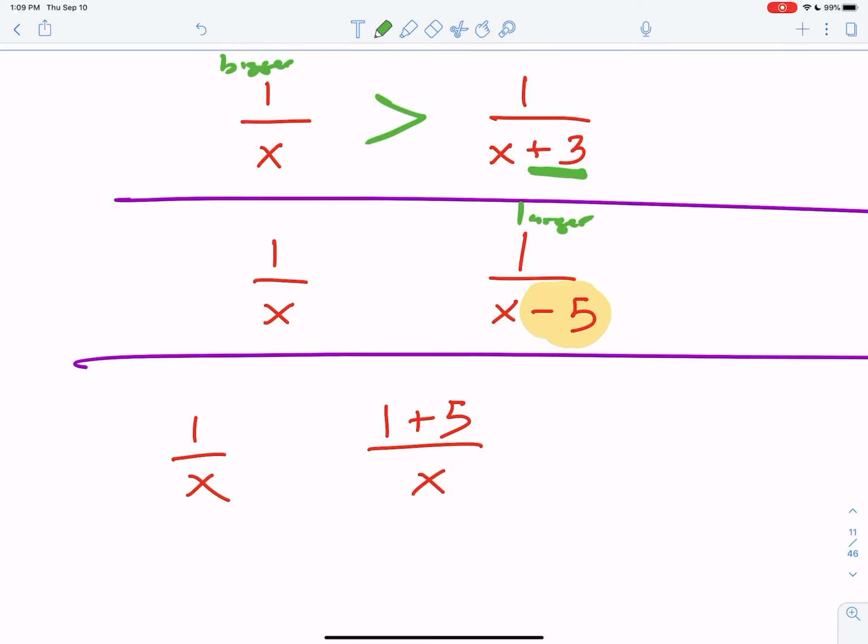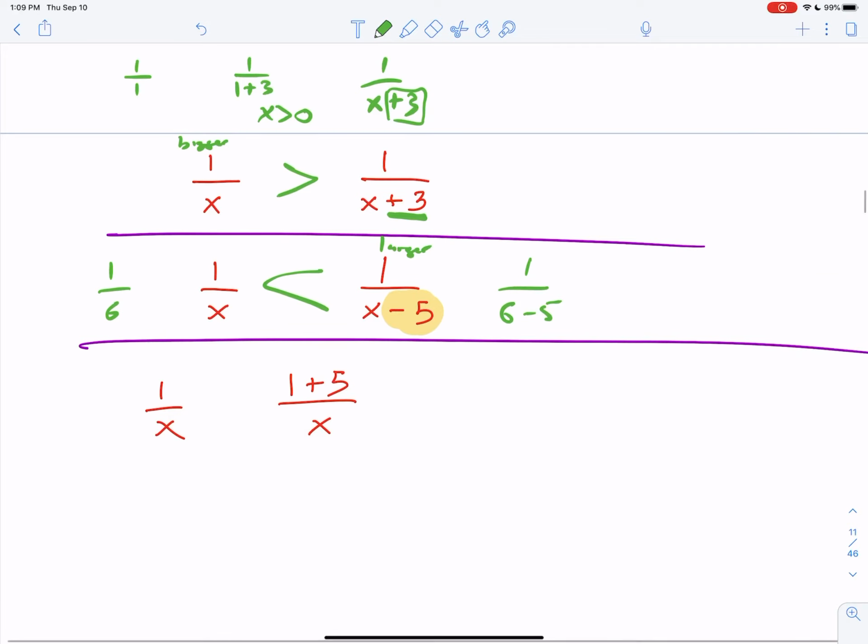Okay, just to give you an example, if x was 6, I would have 1 over 6 over here, and if x was 6 over here, I would get 1 over 1, which is 1. So it would lean towards that way. Okay, so to reiterate one more time, just so there's no confusion, when you add to your denominator, your value gets smaller. When you subtract from your denominator, you make your value larger. Okay, very important for today's lesson.